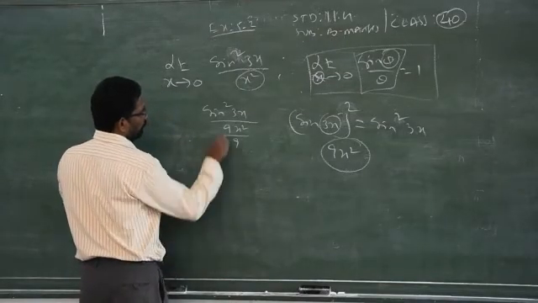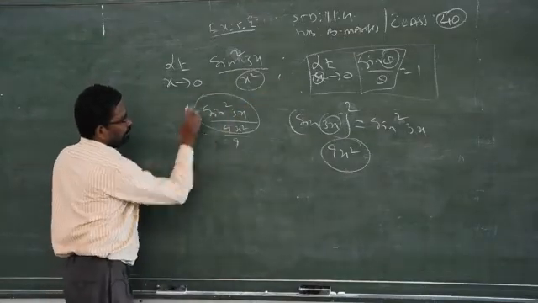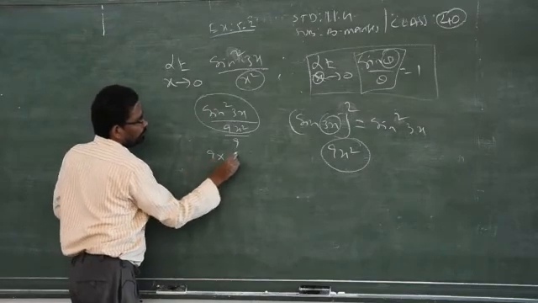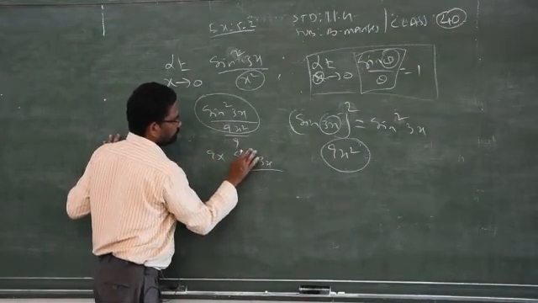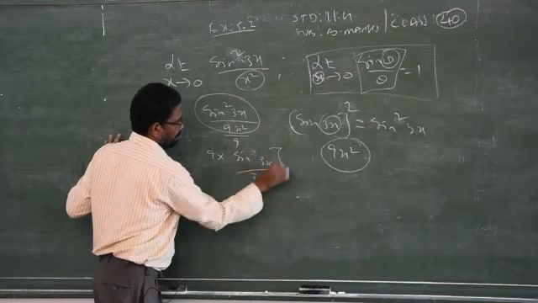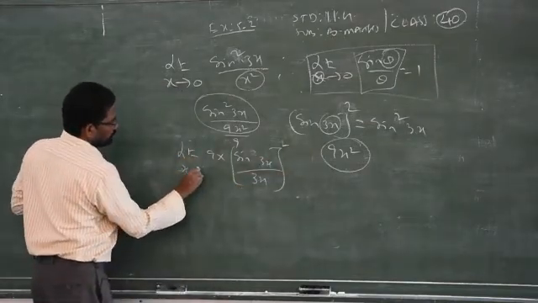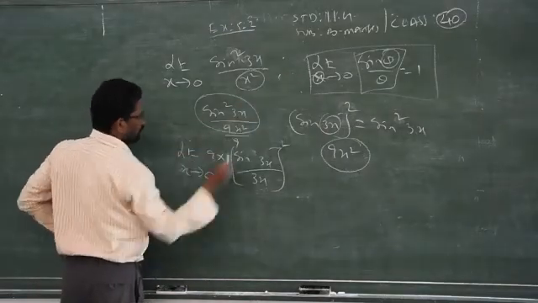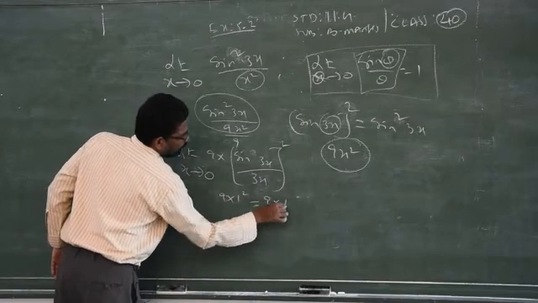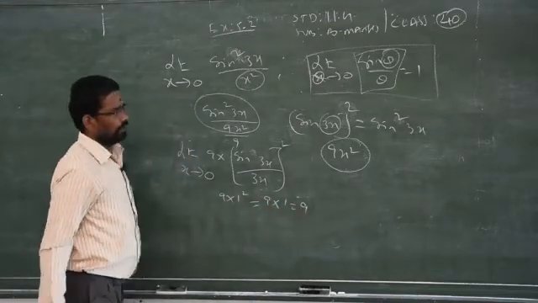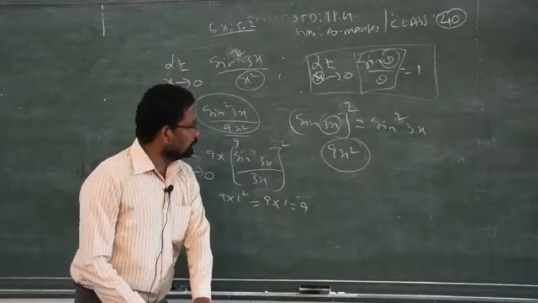Clear? So therefore, now this will become what? That format. The 9 will go to the numerator. So 9 into sine square 3x by 3x, the whole square, limit x goes to 0. So based on that concept, it will become 9 into 1 square, that is 9 into 1. What will be the answer? 9. Clear? So you have to apply some standard limits to prove these problems.